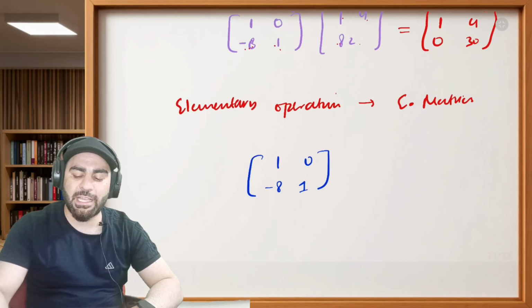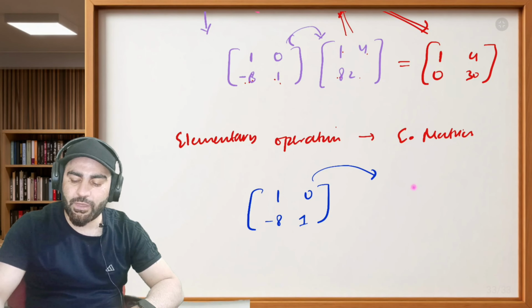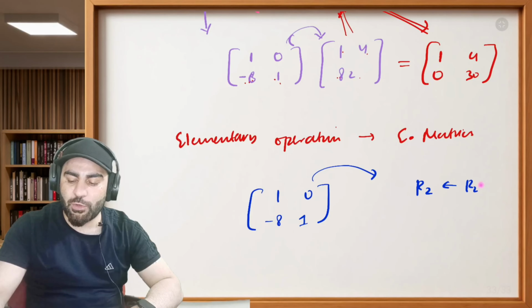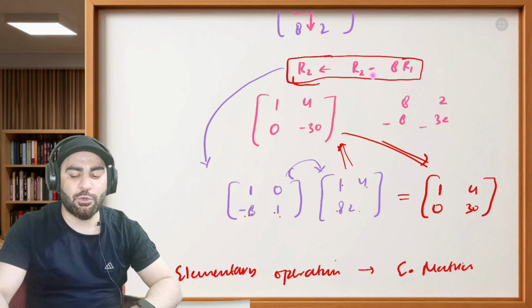So what I can do is ask, can I do the reverse of this? The reverse of this will be: you take this R2, the second row, and add R1 to it. Whatever we did over here, this operation R2 minus 8 R1, gets undone.